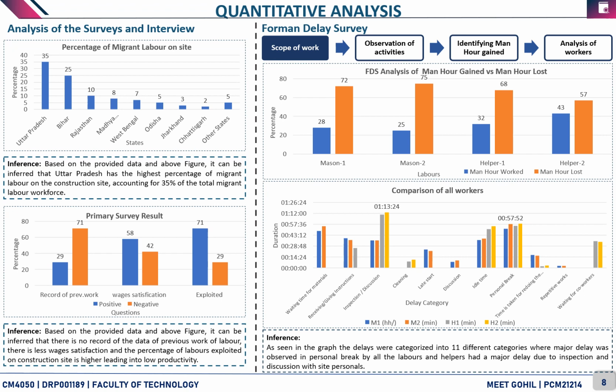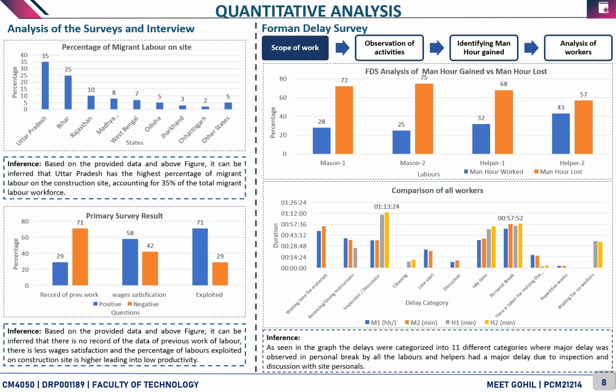We have a primary survey result in which we asked basic questions to laborers, that are, do they have a record of their previous work? Are they satisfied with the wages? And are they exploited on construction site? As a result, based on the provided data in the above figure, it can be inferred that there is no record of the data of previous work of laborers. There is less wage satisfaction, and the percentage of labor exploitation on construction site is higher, leading to low productivity.